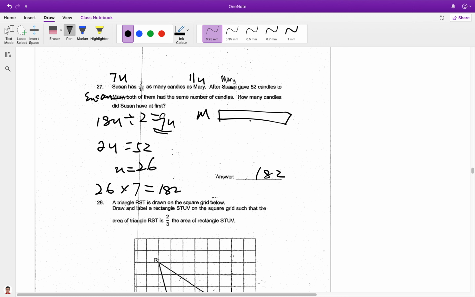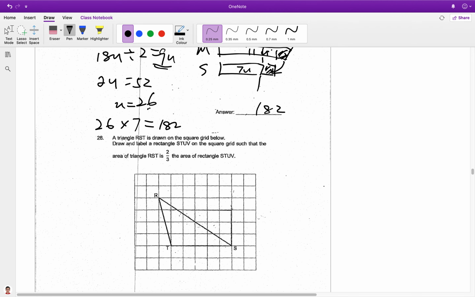Here, Mary has 11U, right? Then Susan has this part, 7U, right? We need to give this part to this one, right? Then they become equal, right? We see that this one is 11U. So this part would be 4U. So this one is equal to this one, right? So this 2U is 2U. So it will give 2U. 2U is 52, right? You calculate that 1U is 26, right? So 7U is 26 times 7, which is 182.